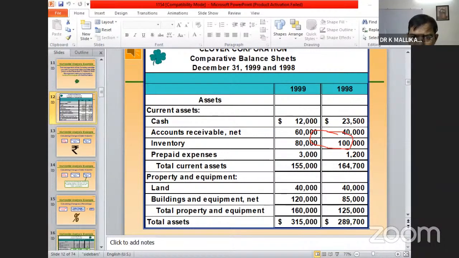So what we can do is, for the year, 78,000 divided by 4,83,000 into 100.